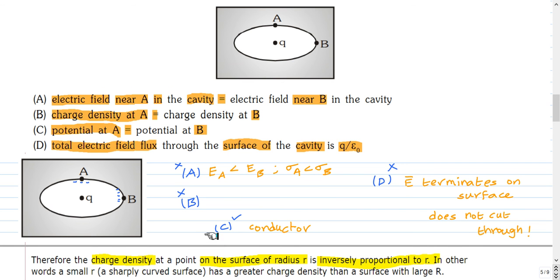Option C says potential at points A and B are the same. That is true because inside a perfect conductor, the potential at all points is the same. If it is not the same, there will be an electric field, which is not allowed.